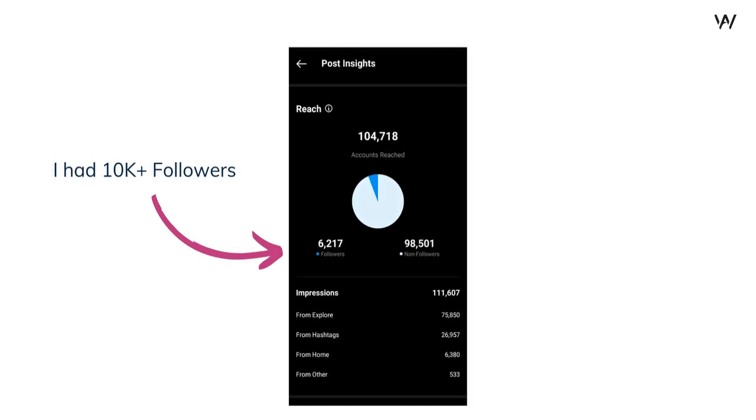As you can see, only around 6,217 of my followers saw this post, and the rest of the visitors were non-followers. So I had more than 10,000 followers and only 6,217 out of them saw my post. That is the first thing that I want you to take note of: not all of your followers are going to see your Instagram posts.